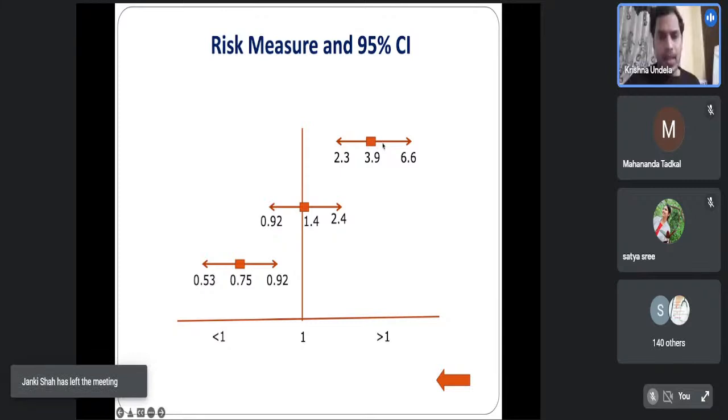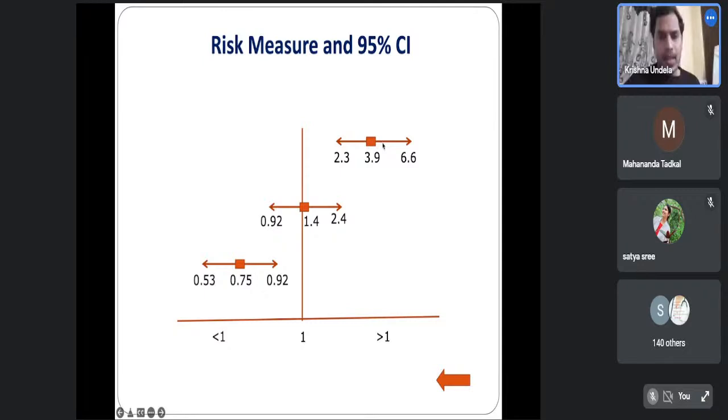So now we'll go here. Can someone tell me one by one? I think without wasting time, I can only explain to you. So 3.93, it is more than 1. So we can say more risk. And confidence interval, both these values also more than 1. Lower limit is more than 1, upper limit more than 1. We can say that's a more risk.